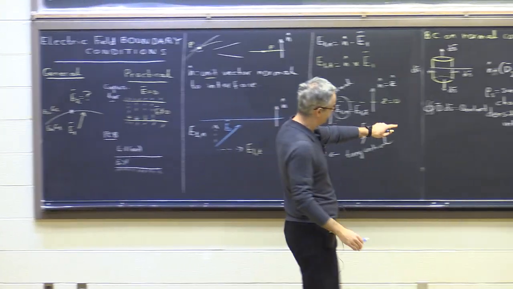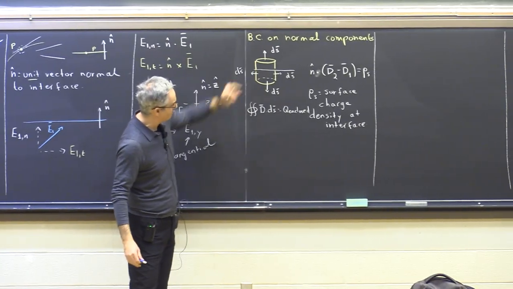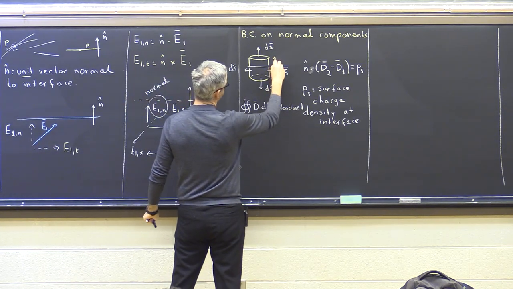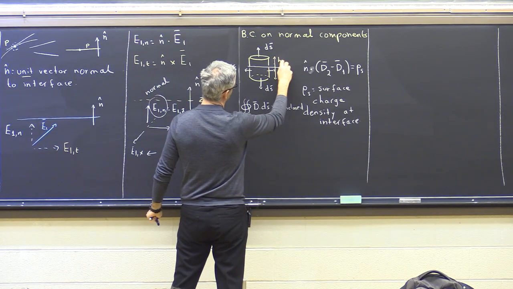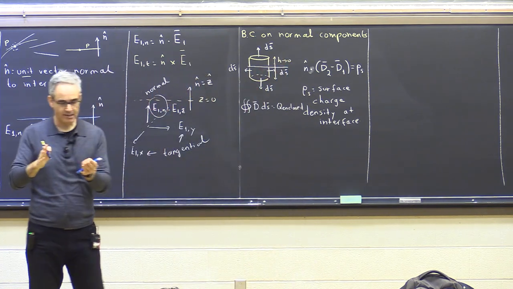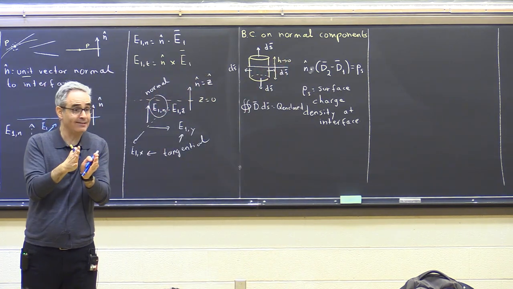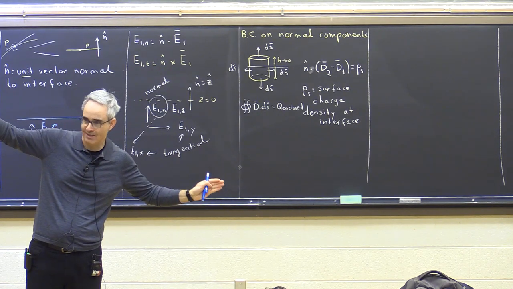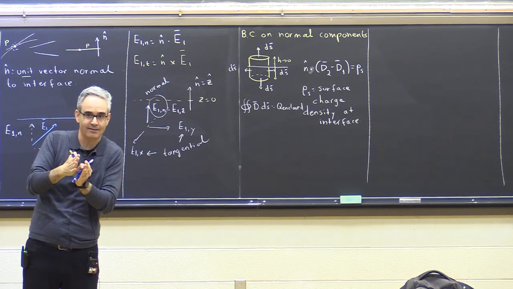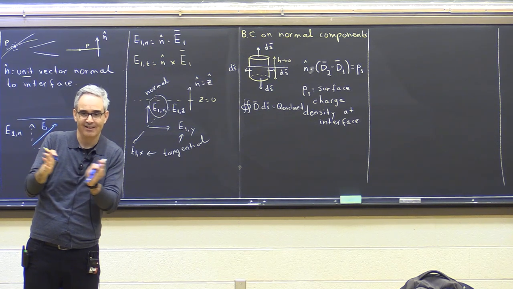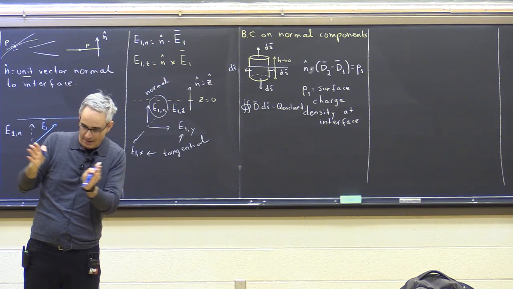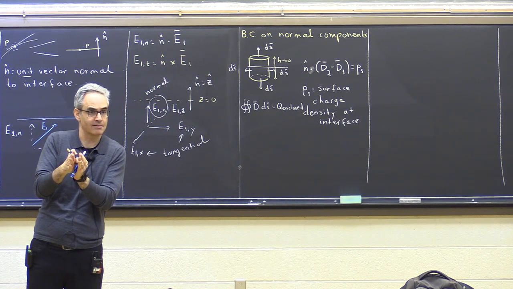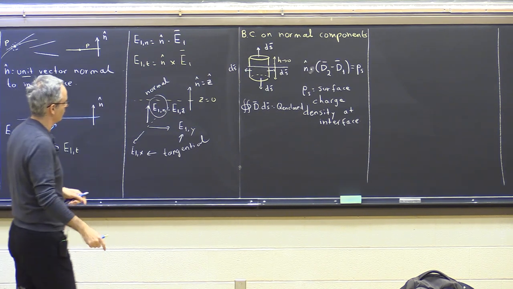So here we are. If you apply this on a cylinder, and then you let the height of this cylinder go to zero. And why do I do this? It is because I'm interested just at the interface. So I don't want a cylinder that goes away from the interface. I just squeeze the cylinder. Imagine those cups that you can squeeze. You have to squeeze the cylinder really close to the interface because I'm interested in boundary conditions.